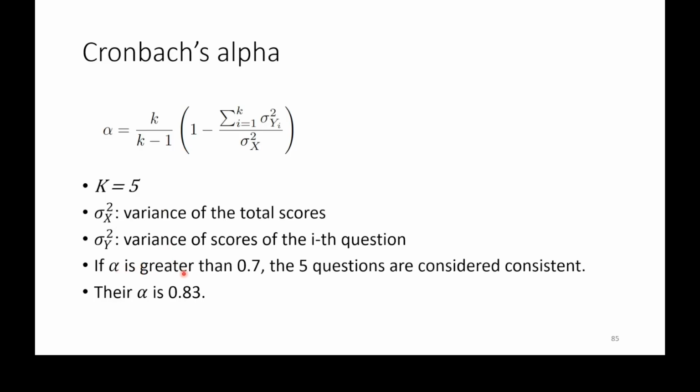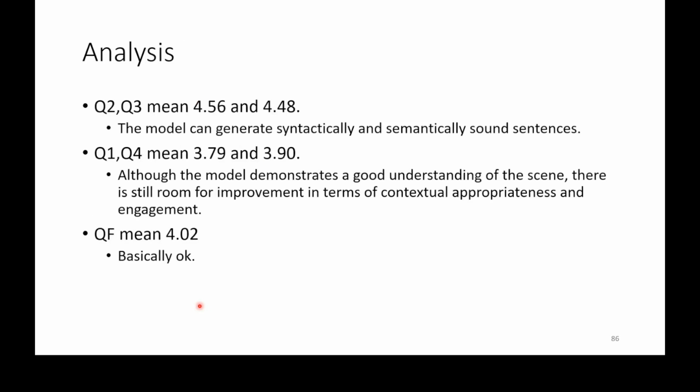If the alpha is greater than 0.7, it means it is significantly consistent, and their alpha is 0.3. It means, okay, their qualitative evaluation, the 5 questions are sufficiently significant. All right, so that's all of my slides. So now we will go to the discussion session.